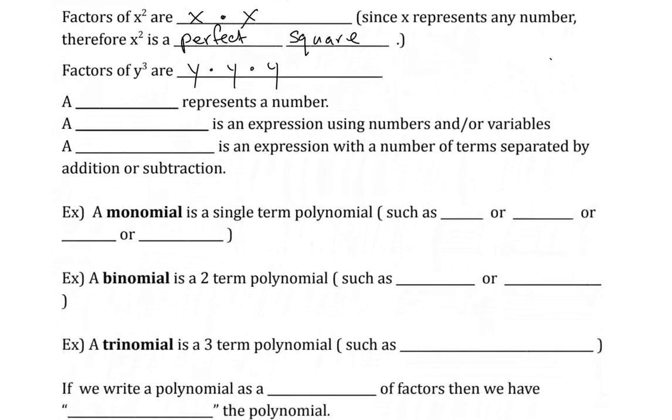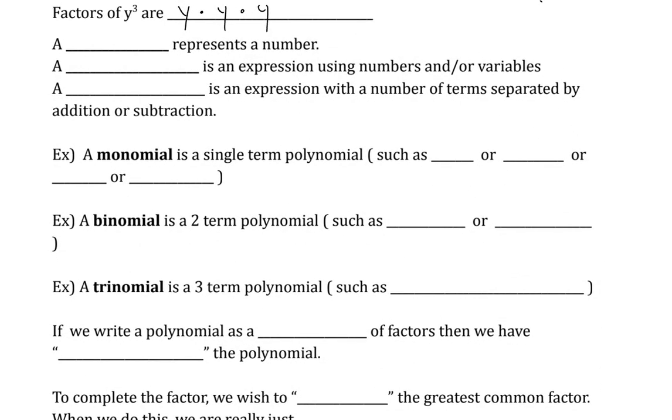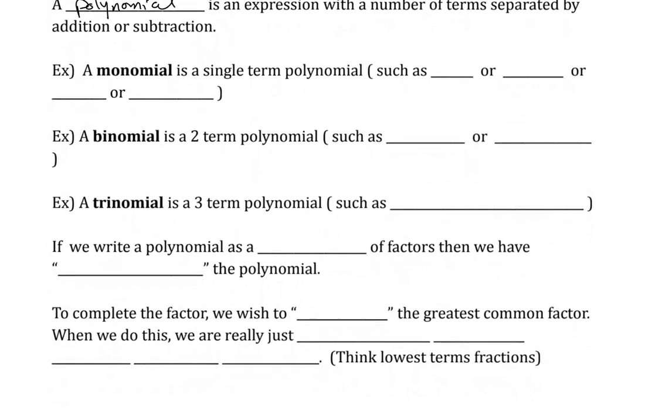Okay, so this right here should be kind of a review from grade 9 a bit. So a variable represents a number. This is a letter. We use x a lot. A term is an expression using numbers and or variables, and a polynomial is an expression with a number of terms separated by addition and subtraction.